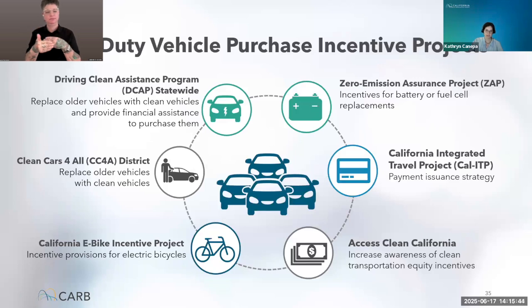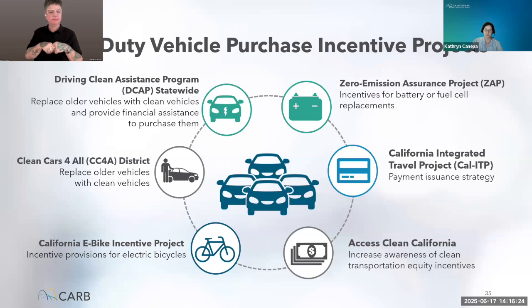So the figure on the slide illustrates the light-duty vehicle purchase incentive projects. In the following slides, I'll be providing updates on each of the projects. I'll provide a quick refresher on what these projects are, starting with the Driving Clean Assistance Program and then moving counterclockwise. The Driving Clean Assistance Program is a statewide program that helps individuals replace older vehicles with a clean vehicle and offers financial support by way of a vehicle grant or a low-interest loan. Clean Cars for All is run by the 5 major air districts and also provides a scrap and replace incentive in those districts' territories. The California E-Bike Incentive Project offers individuals payment assistance for the purchase of an electric bicycle.